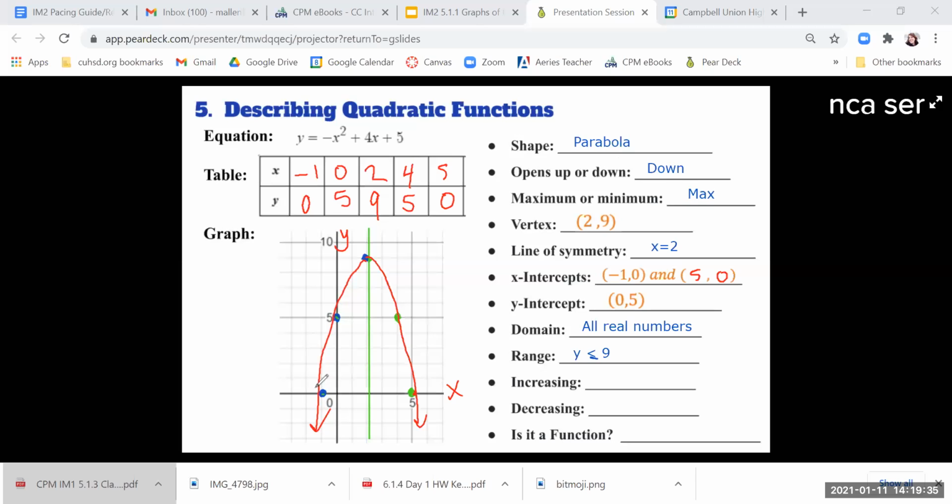We are increasing on the left-hand side of our axis of symmetry. So we are increasing when x is less than 2 on this side. And we are decreasing when x is greater than 2 on the right-hand side. And is it a function? Yes. And there we have it.